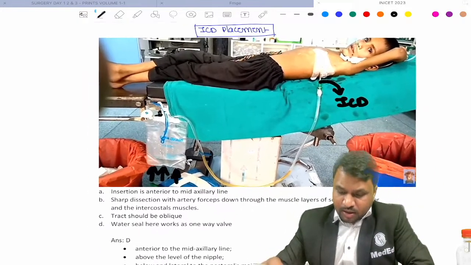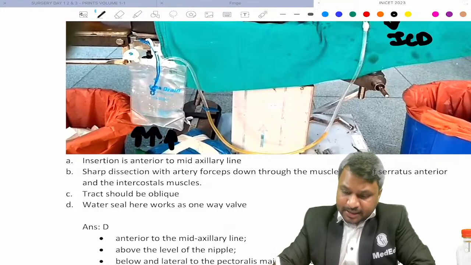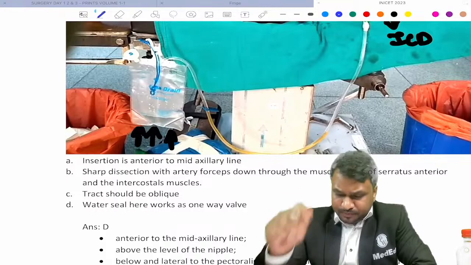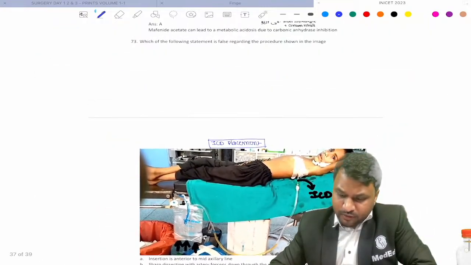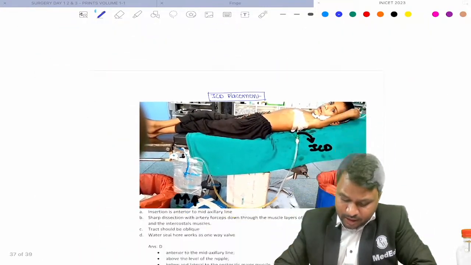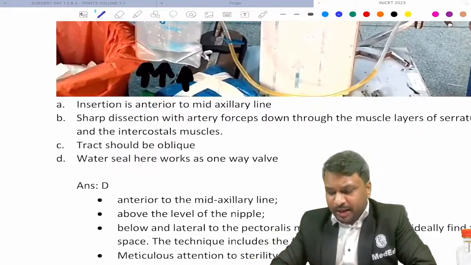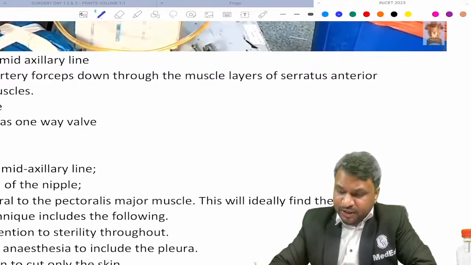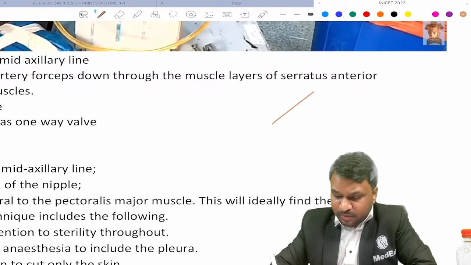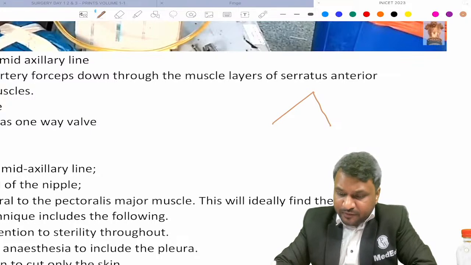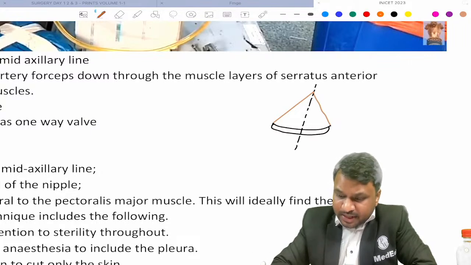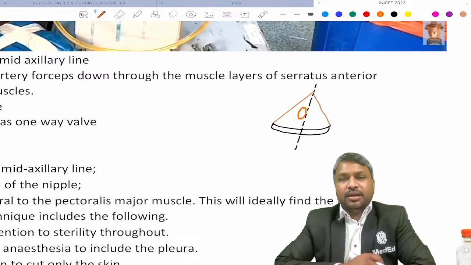Okay. Now, where would you insert the ICD? Let's look at it. ICD insertion is anterior to mid-axillary line. We're looking for which of the following statement is false, right? Now, when we talk about the ICD placement, the ICD is placed in the safety triangle. Anteriorly it is pectoralis major, posteriorly it is latissimus dorsi. Inferiorly, it is formed by the sixth rib, and this is your mid-axillary line. We say the ICD should be placed slightly anterior to mid-axillary line, right?